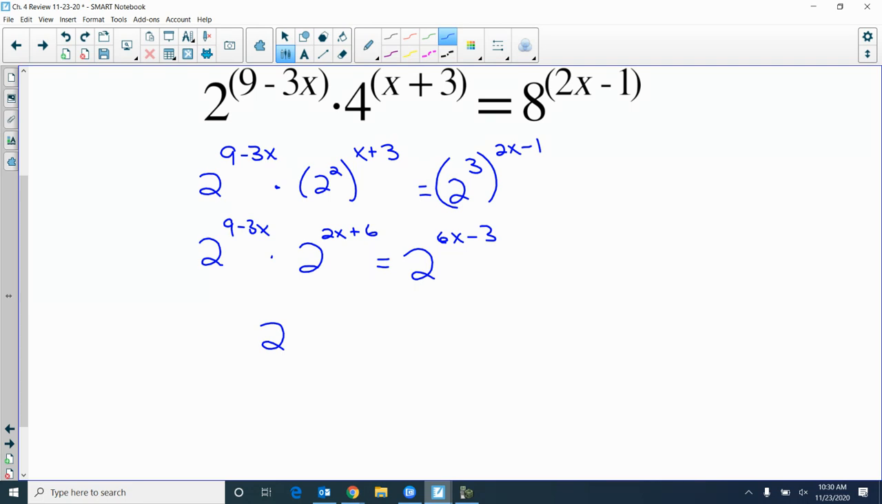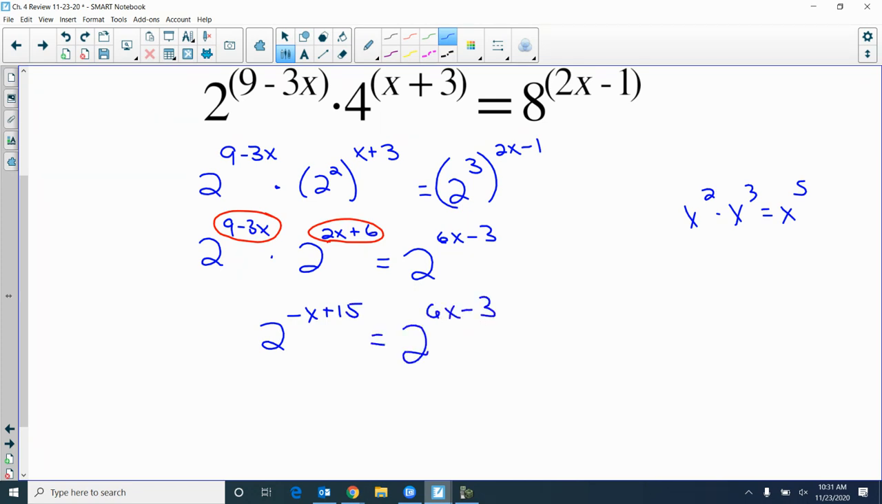Can you just get rid of the 2 then? In a way you can, but this goes back to what's x squared times x cubed. That equals x to the what power? Fifth. What did you do to the powers? You added them, so I can take these 2 and add them together. You take each of the powers and add them together. And so that gives me negative x plus 15 equals 2 to the 6x minus 3.